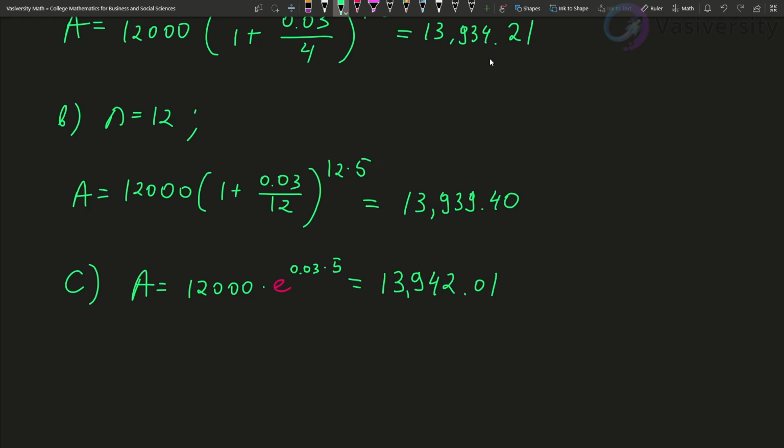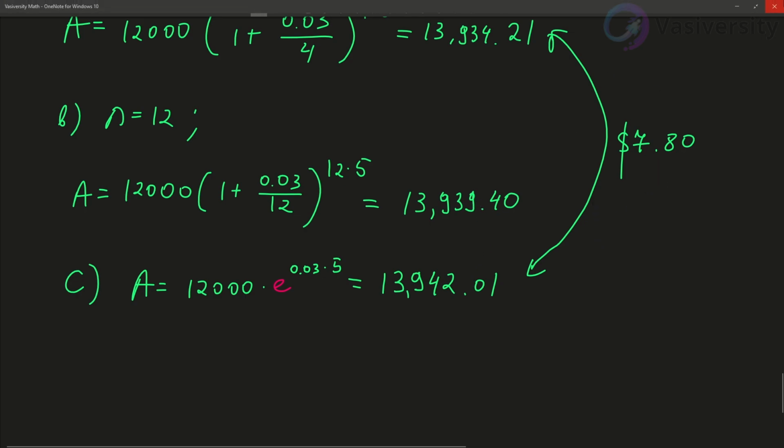Essentially, if we decide to do it quarterly, we lose about $8, even less, $7.80. This is the net loss between this case and this case. This is how much we would lose, comparing continuous to quarterly. All right, perfect.